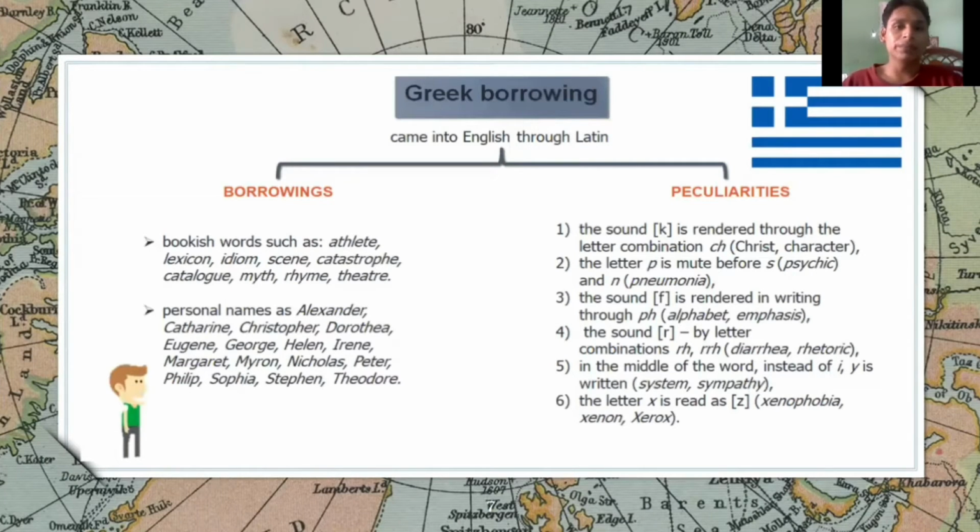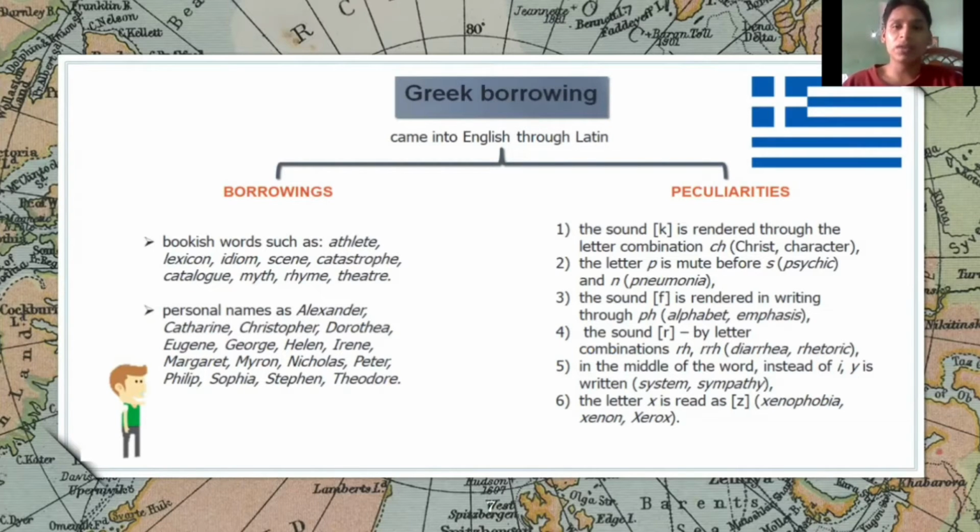Then we have the Greek borrowing. It came into English through Latin. Some borrowed words are athlete, lexicon, idiom, scene, catastrophe, catalog, rhythm, and theater. Personal names such as Alexander, Catherine, Christopher, among others.